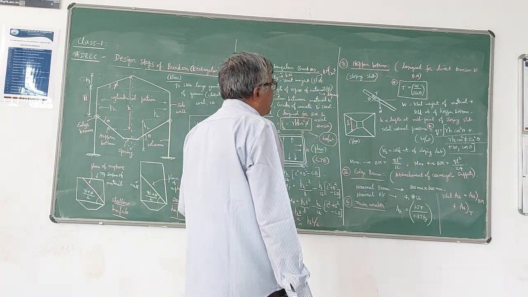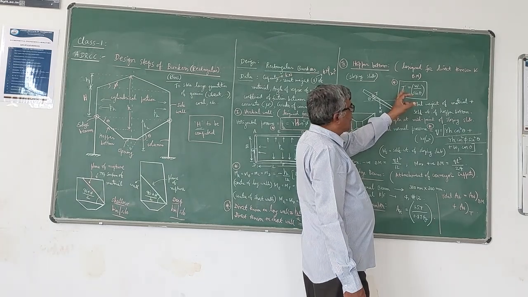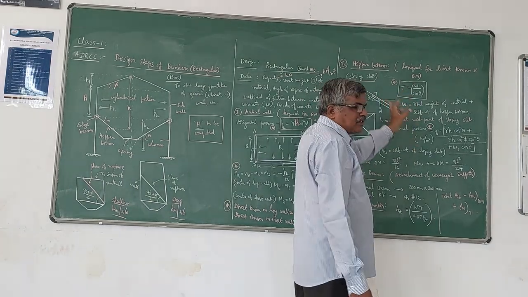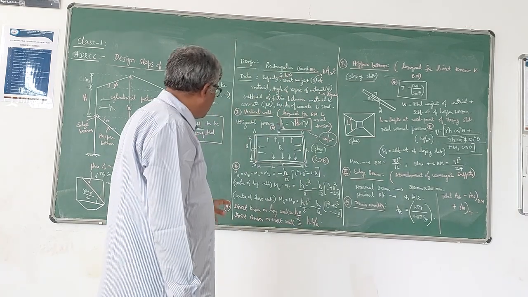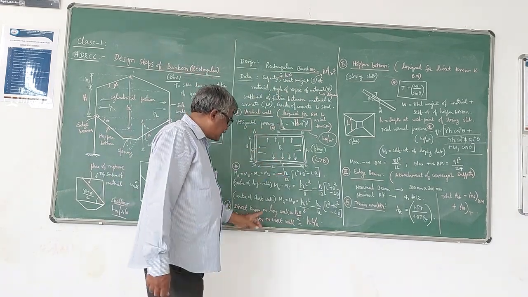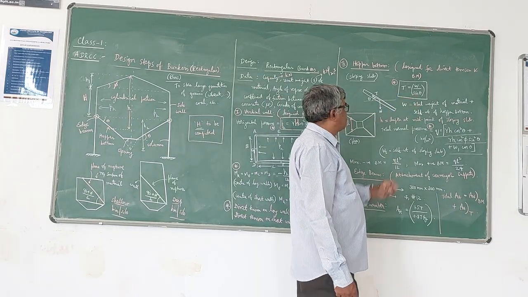So the T value you can find. Direct tension force you can calculate from this equation, which is acting on the sloping slab. So direct tension for a vertical wall is given by these two formulas. Direct tension for a sloping slab is this.